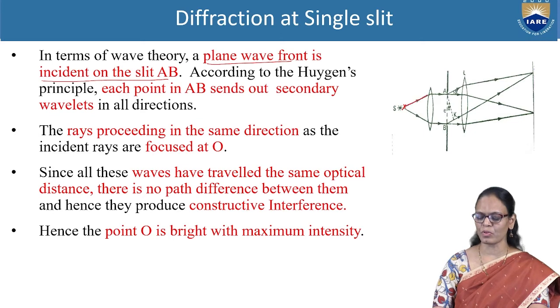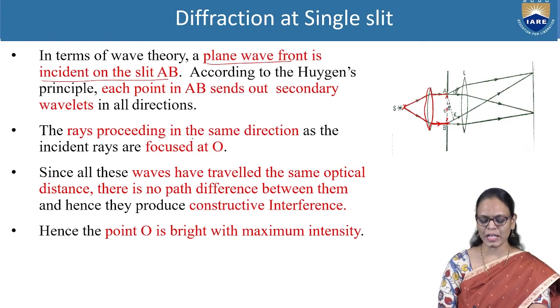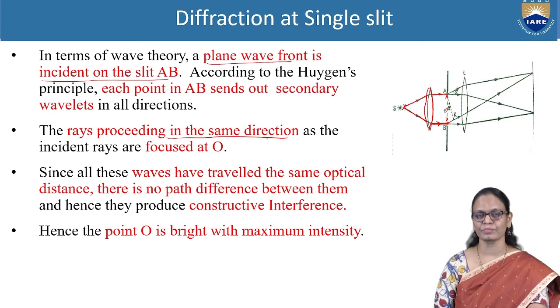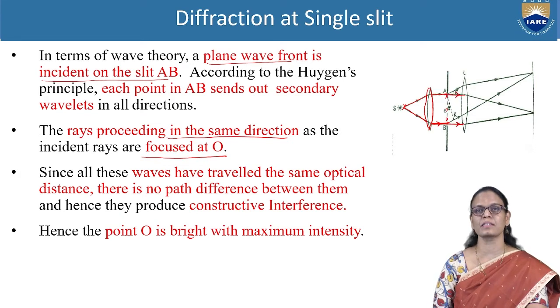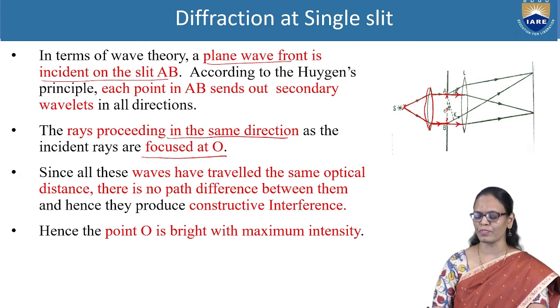Light coming from the monochromatic source is made parallel with the help of this lens. So light falls normally on the slit. And each point on AB will now act as a secondary source and will send out wavelets in all directions. The rays proceeding in the same direction as the incident ray will be focused at O. These are the rays traveling in the same direction as the incident ray, and these are focused to a point O on the screen.